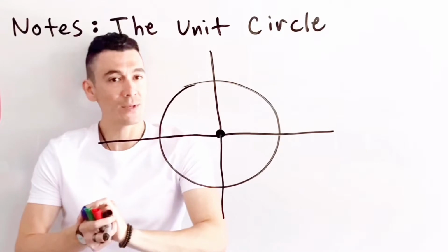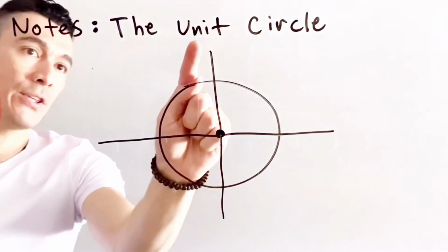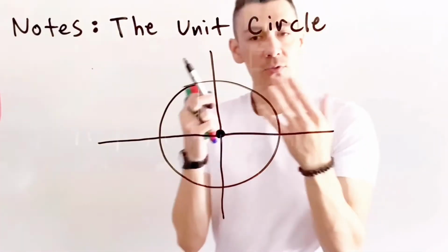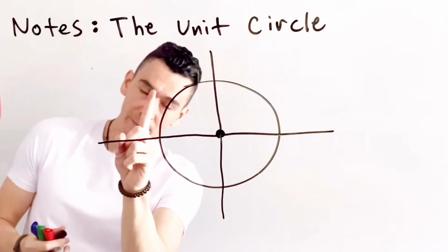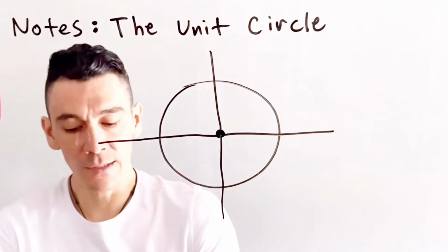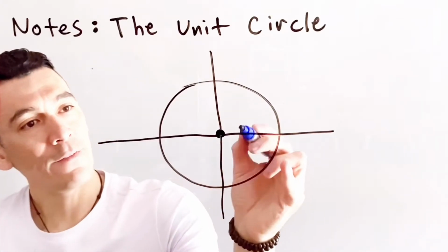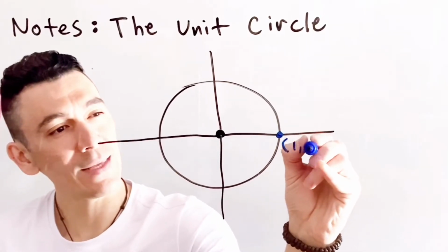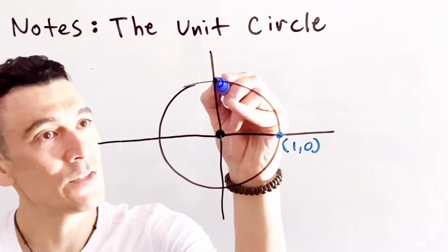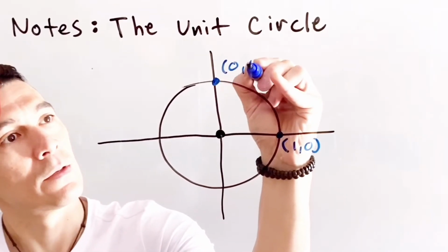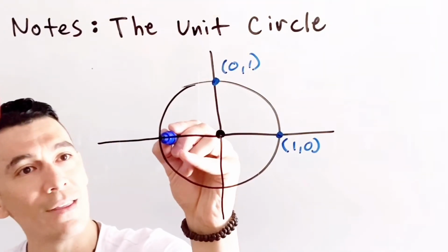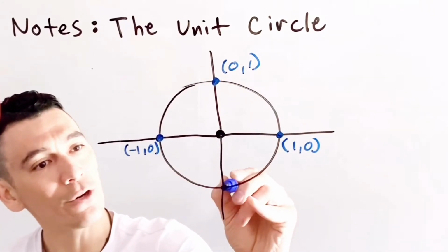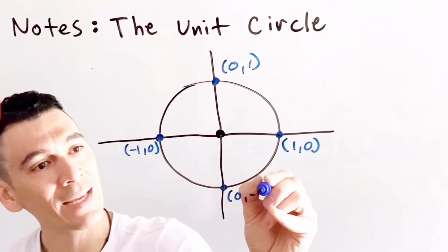Now here's what we're trying to establish. In math class, the word unit means one. So this circle that you're looking at is a circle whose radius has a length of 1. So I think you would all agree that if this is the origin and the radius is 1, then the coordinates of this point would be 1, 0, this one here would be 0, 1, this one here would be at -1, 0, and of course, this one here would be at 0, -1.